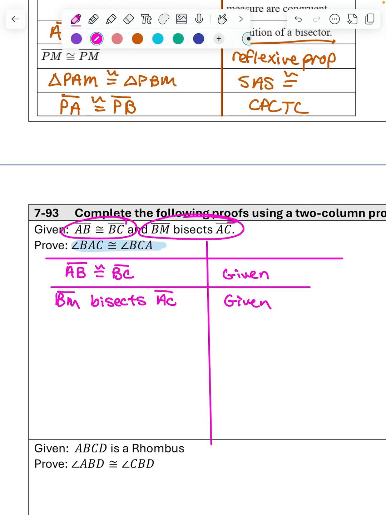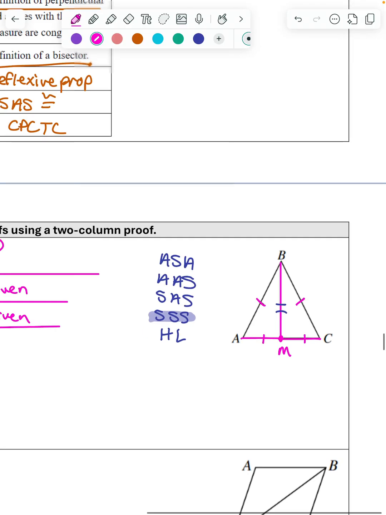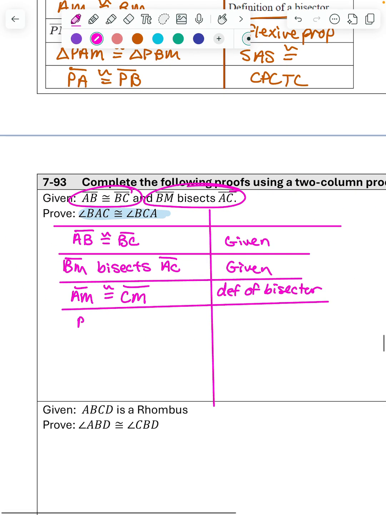So I got a little bit ahead of myself. We still need to say something about the bisection piece. Bisecting means that AM and CM are congruent, and that's because of definition of bisector. So I can say AM is congruent to CM, and that's definition of bisector. And now I can talk about my shared side. BM is congruent to itself because of the reflexive property.